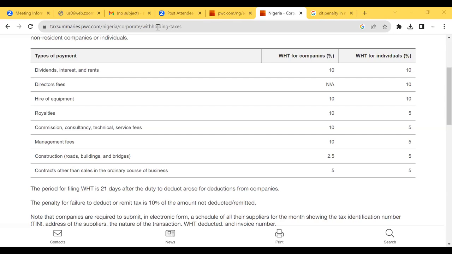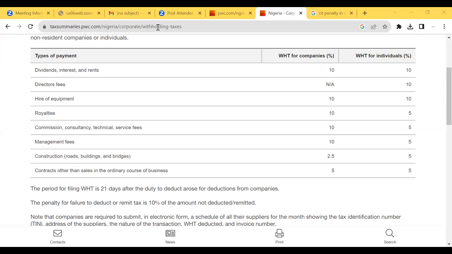That's why, at a point, companies started dealing only with vendors that have a tax identification number, to make their remittance smooth and seamless. There can be a situation where a small business's annual income is never up to 25 million. Then I did a contract with them and we did 500,000. They can use that to reduce their tax liability in the future. For instance, if their CIT for that year is, let's say, 1 million, they can use that 500,000 withholding tax to reduce it. So that's what withholding tax does.